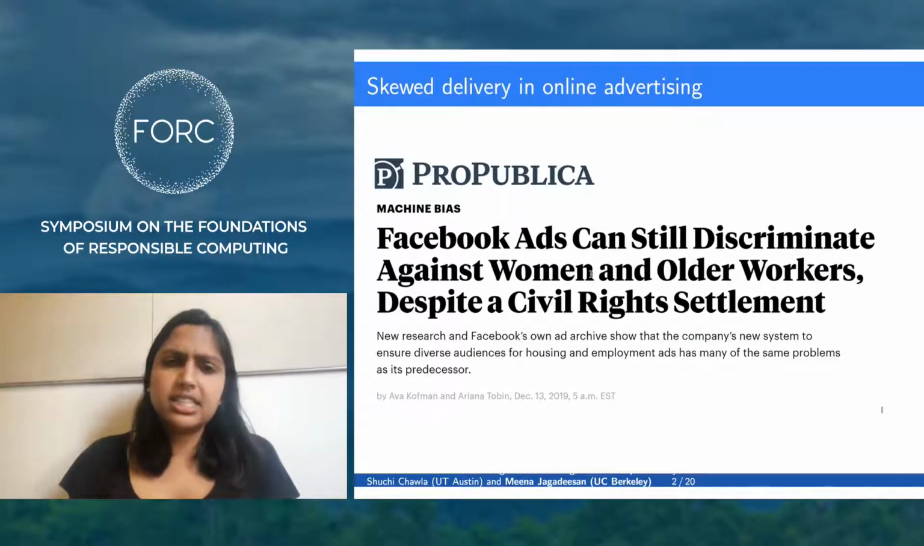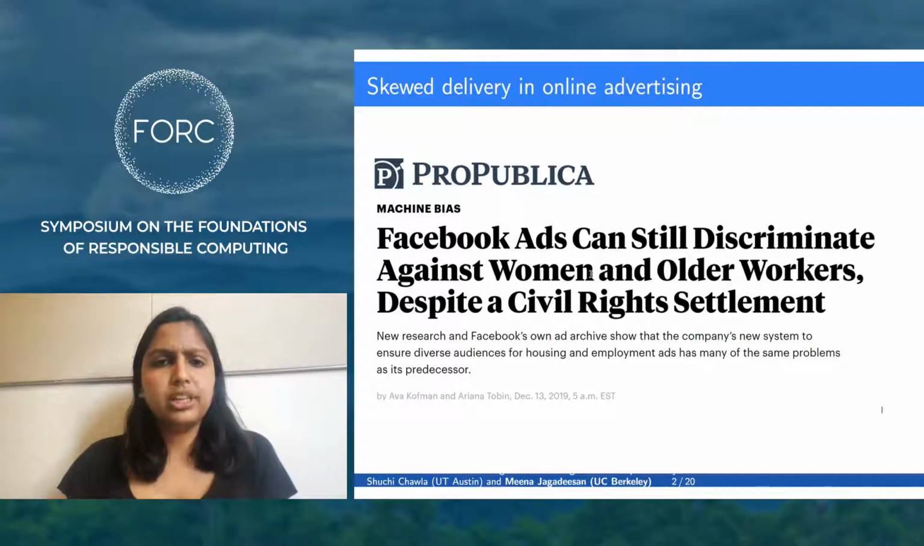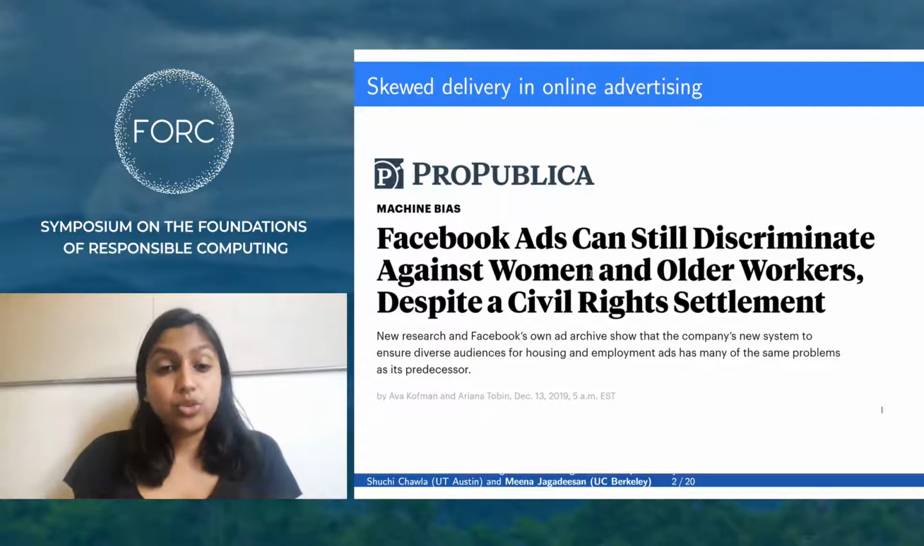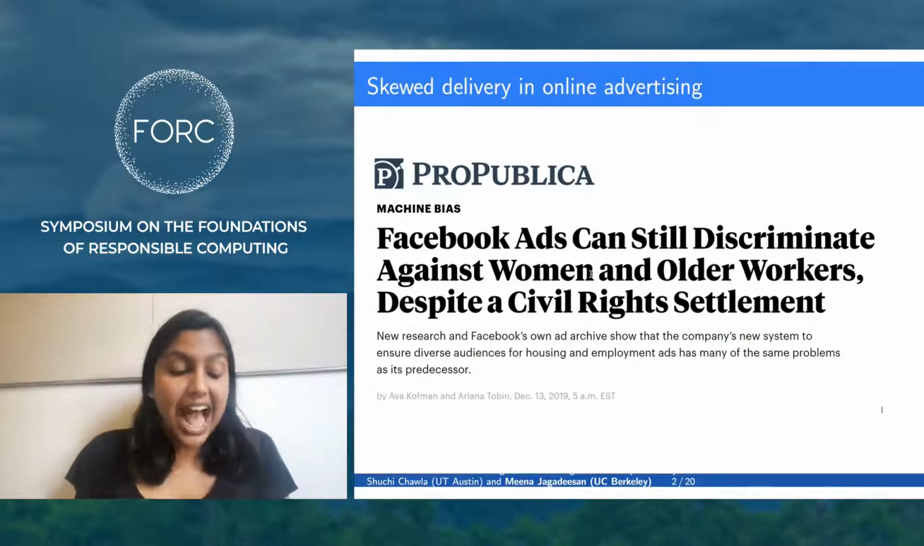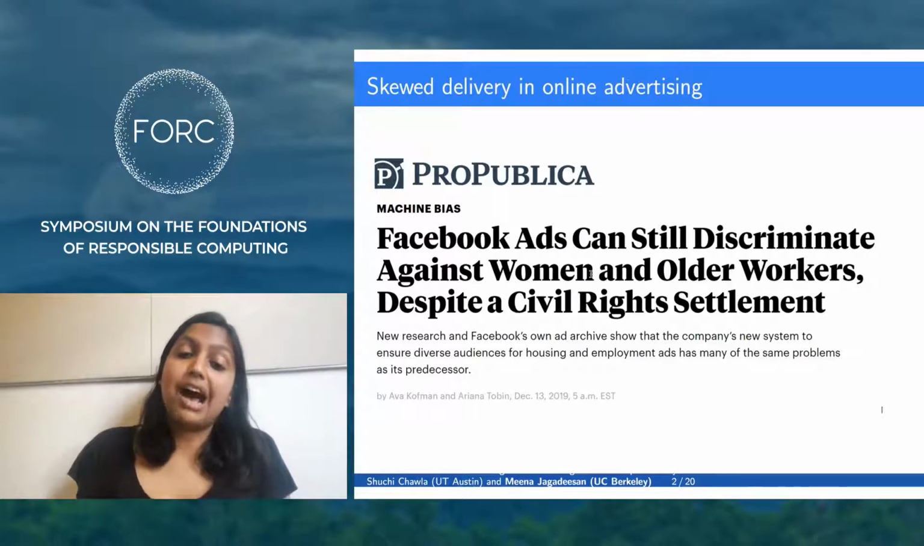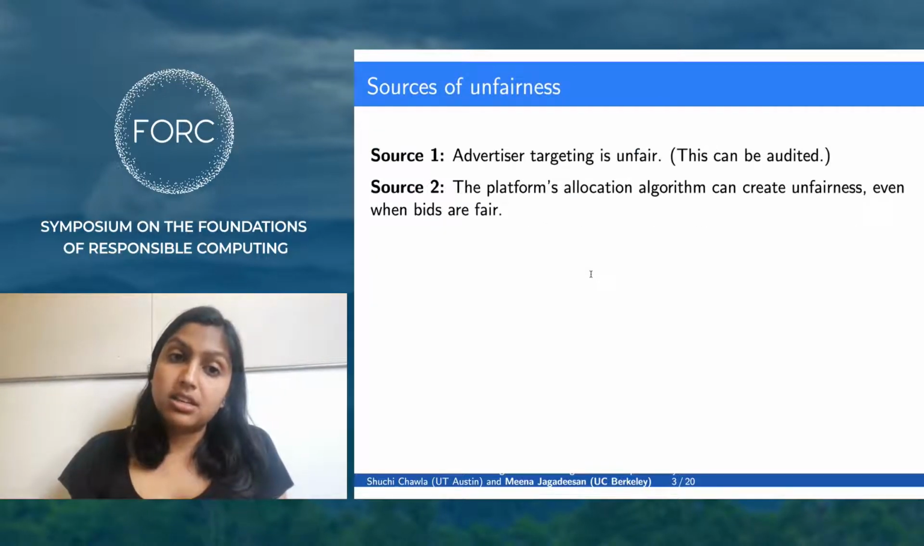There's been tons of empirical evidence of skewed delivery in online advertising. People from different gender and racial groups can see differing amounts of ads in sensitive categories like housing and employment, even if they're equally qualified to see these ads.